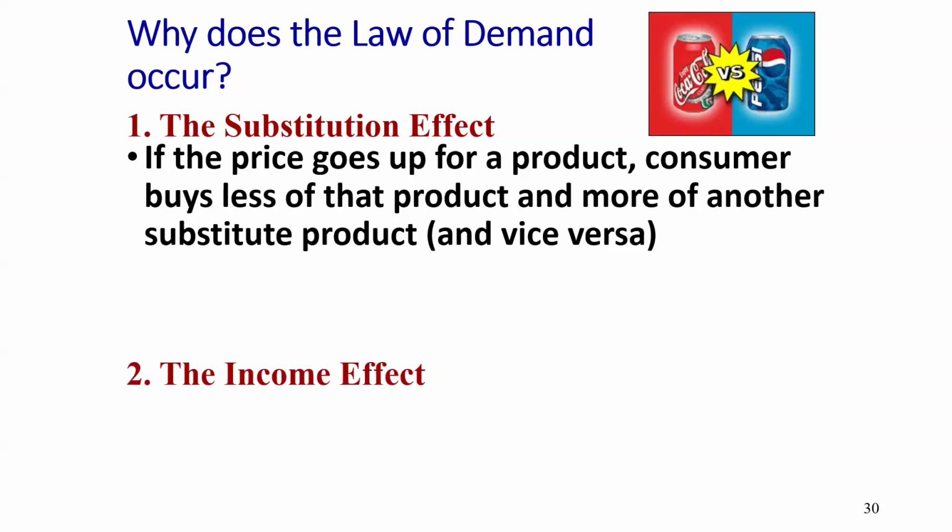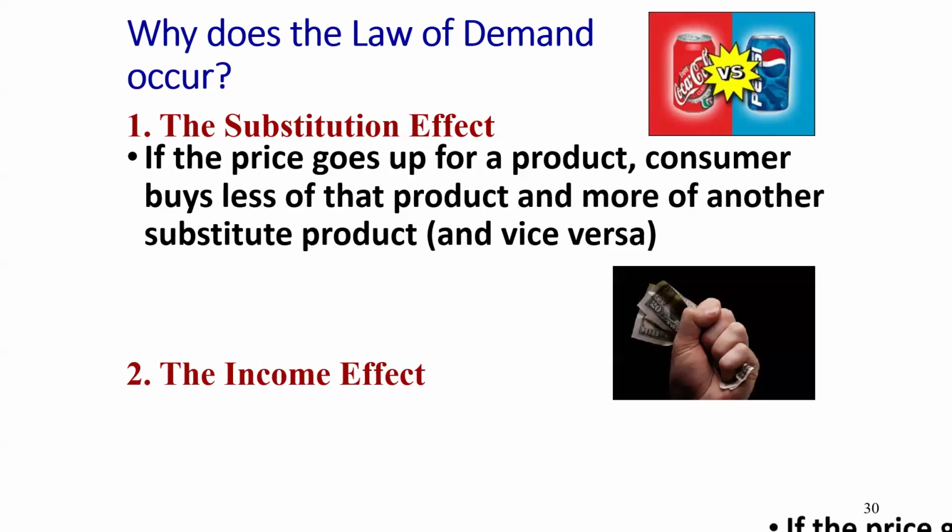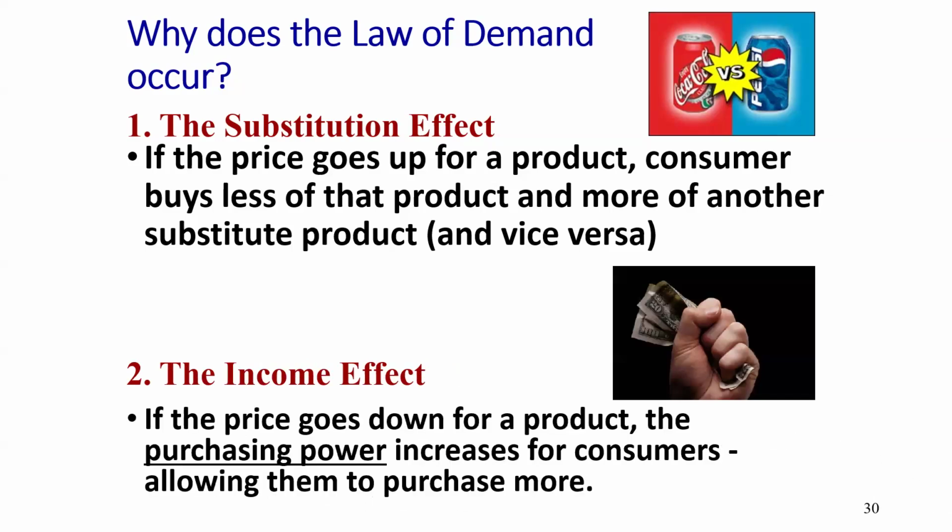All right, the income effect, I think, is tricky because it has nothing to do with income. Okay, it's about purchasing power. So if the price goes down for a product, the purchasing power increases for consumers. So sometimes they might say the law of demand occurs and they don't use the income effect. They talk about purchasing power, which is the income effect. So be aware of that.